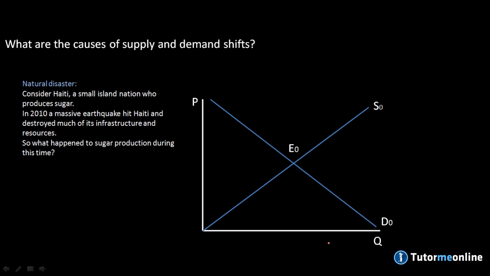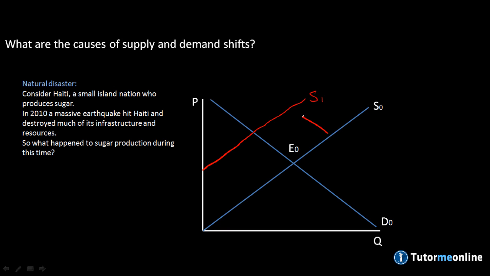So what about natural disasters? So let's consider Haiti, which is a small island nation that produces sugar. In 2010, they tragically had a massive earthquake which hit Haiti and destroyed much of its infrastructure and resources. So what happened to Haiti's sugar production during this time? Well, we know production, so we're going to deal with our supply curve. And we know that much of their resources and infrastructure was destroyed. So we're necessarily going to produce less sugar. So we expect our supply curve to shift to the left.